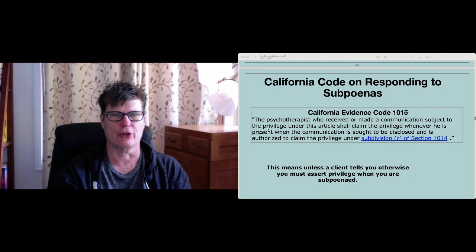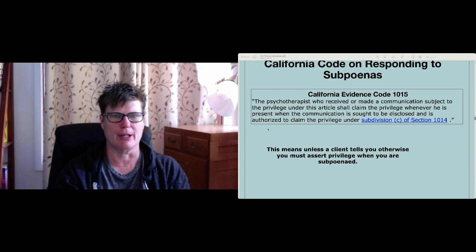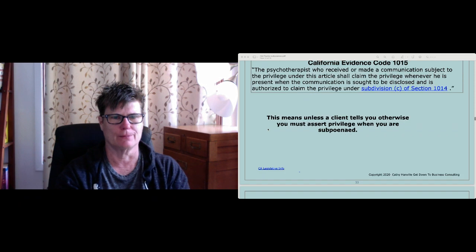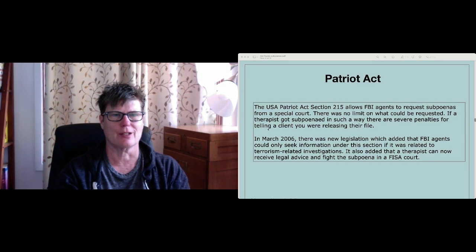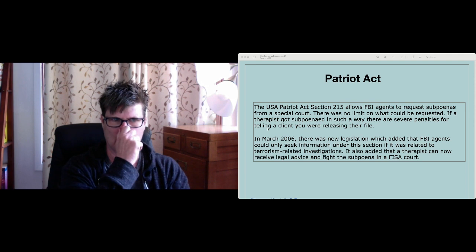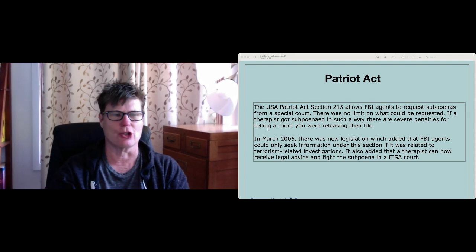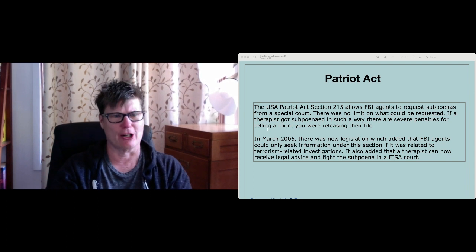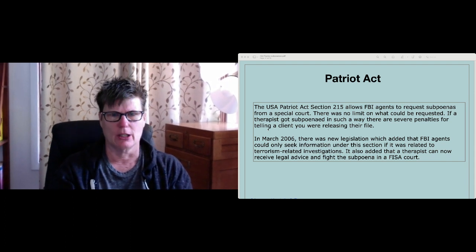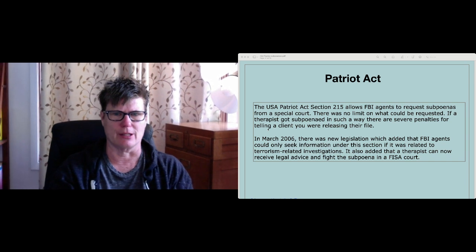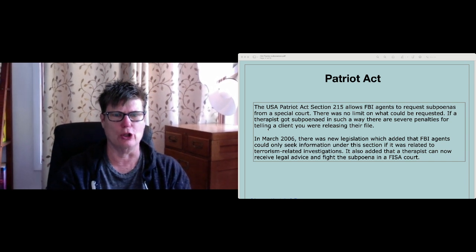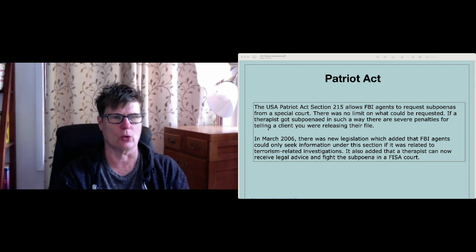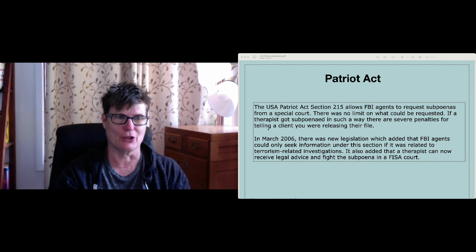There's a long California code on responding to subpoenas, but basically it says that if the client wants you to assert privilege, you assert privilege. There's this bizarre kind of law that was done in the Patriot Act, which at one point allowed the FBI to request subpoenas from a special court, and they wouldn't even actually let a therapist go to a lawyer. But that got modified in 2006. So if you were to get some sort of a Patriot Act subpoena, you can fight that in a FISA court. Hopefully that's not something most of us will ever have to deal with.